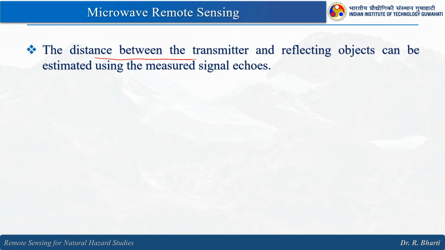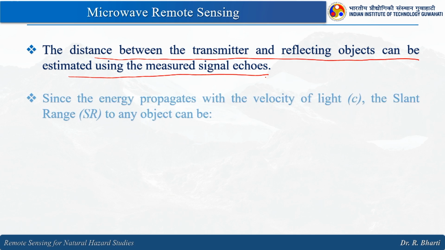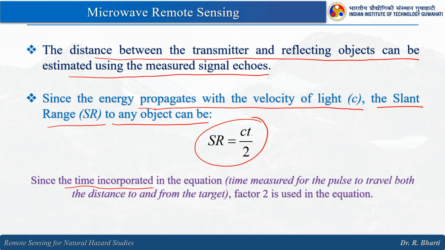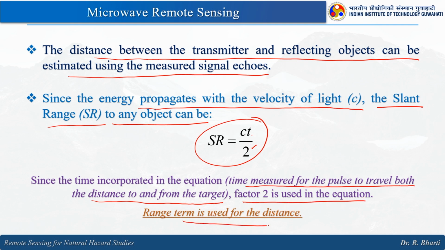The distance between the transmitter and the reflecting object can be estimated using the measured signal echoes. Since the energy propagates with the velocity of light c, the slant range SR to any object can be identified or measured using this Ct by 2, where the time incorporated in the equation is divided by 2. Here you can see the time is divided by 2 because time measures for the pulse to travel both the distance to and fro from the target. Factor 2 is used in the equation. So, range is used for the distance.